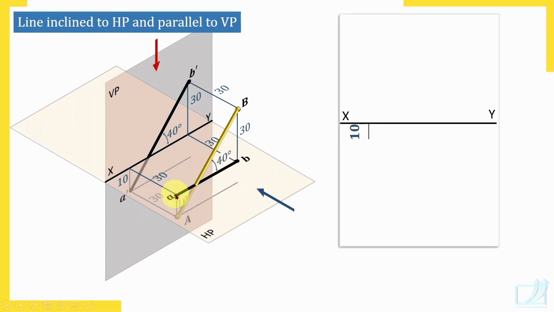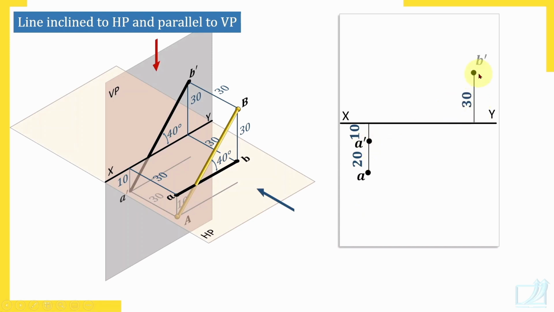Point A is 10 millimeters below HP. So I measured below XY line, and that is A dash. And it is 30 millimeters in front of VP. So in front of XY line, I measured 30 millimeters. That is 10 plus 20. Distance from VP means distance from XY line. So it is distance from XY line 30 millimeters.